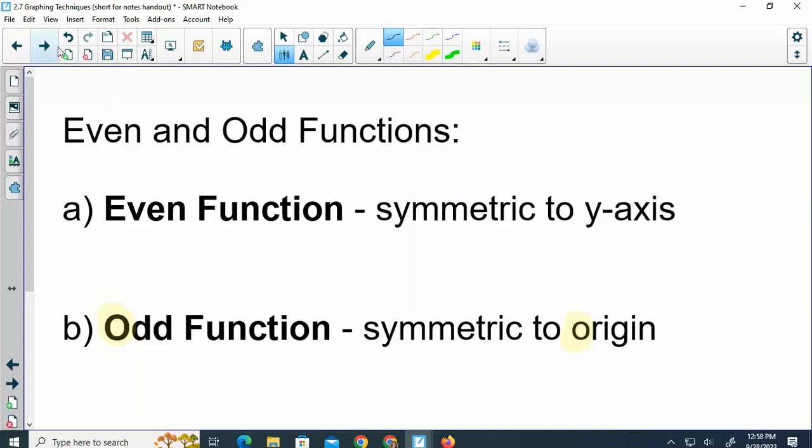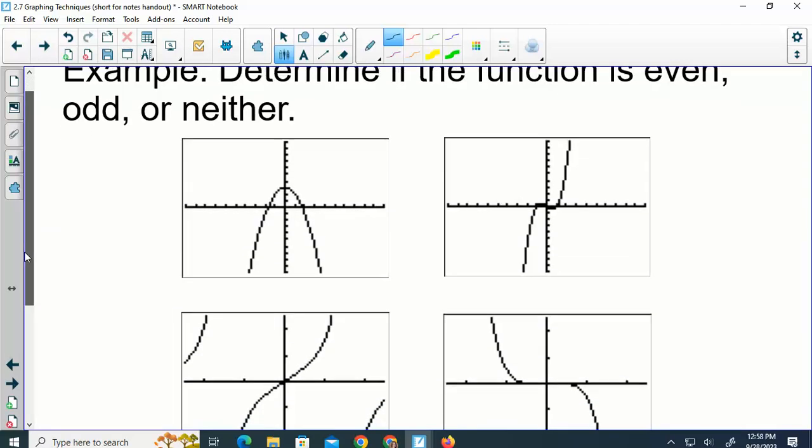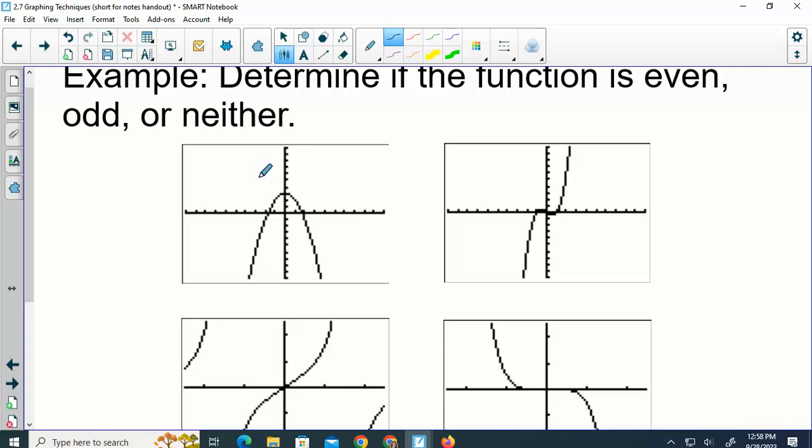So if I asked you to decide if these functions were even, odd, or neither, I'm basically asking you your symmetry. If I look at this one, what's it symmetric to? The y-axis. And symmetric to the y-axis means even.